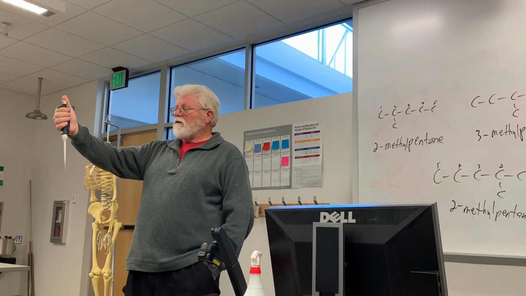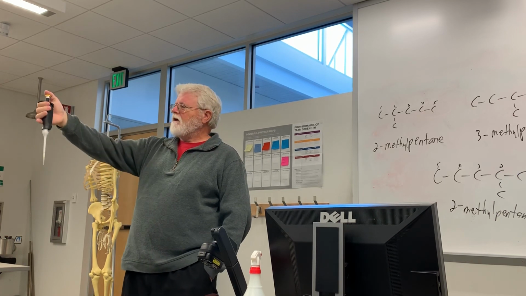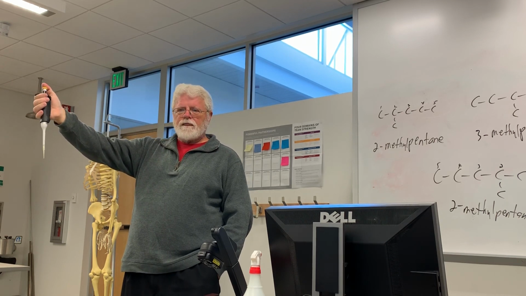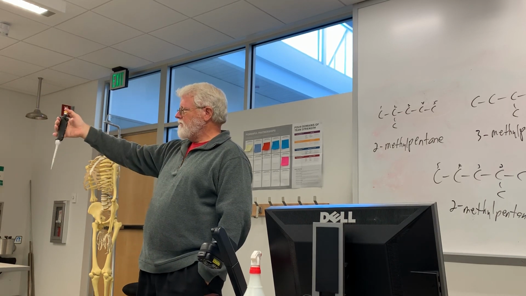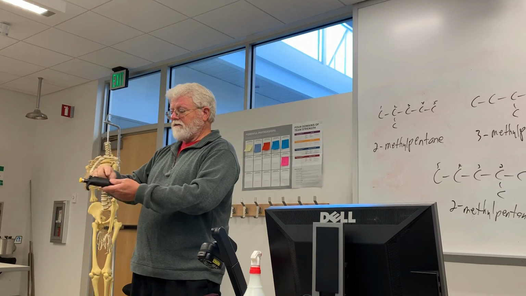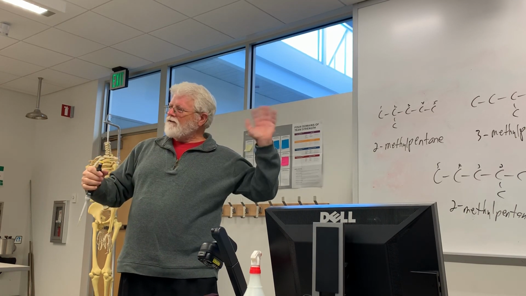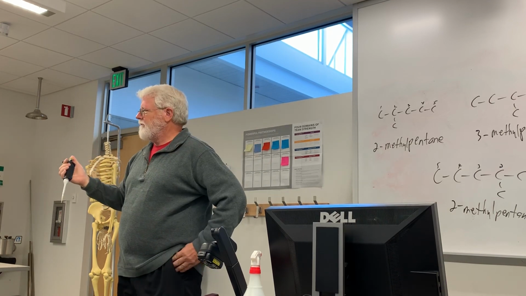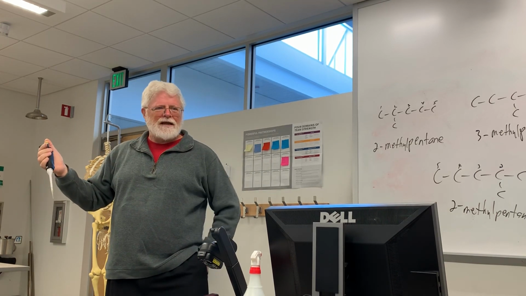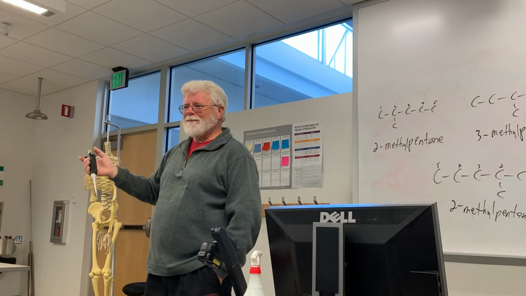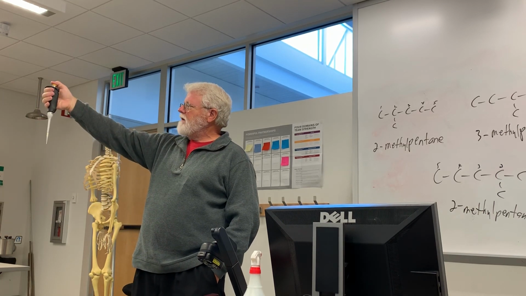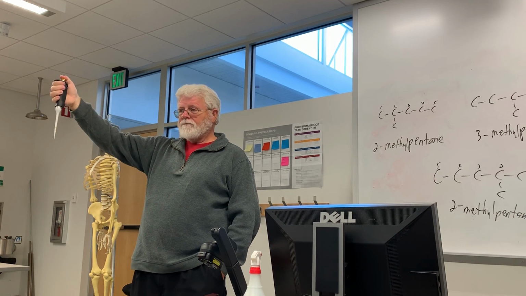Only two things I want to say about these. When you push this button down, there's a point of resistance. The way you work these things is you have to set it to the desired volume, and we have different makes that are slightly different. So you'll figure it out, or you'll ask somebody how your particular micropipette works. But you set it to the desired volume. You push the button down to the point of resistance.